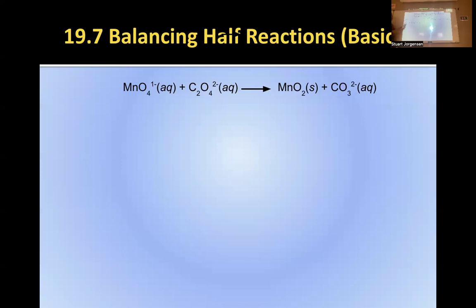Because how many O's? 4 O's. How many O's? 6 O's. We need how many more O's? 2 more O's. So 2 more waters over here. Can I do that? If I start changing these numbers, it's going to keep changing forever. How many H's? 4. So we need 4 H pluses on this side, on the same side as your e minus.